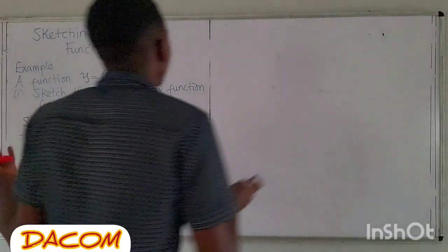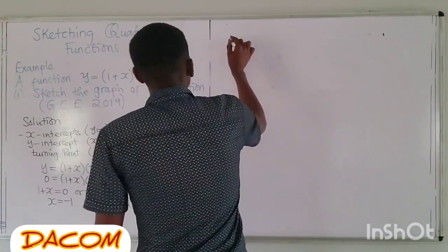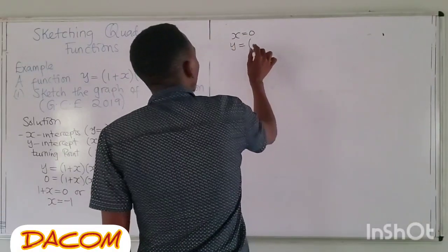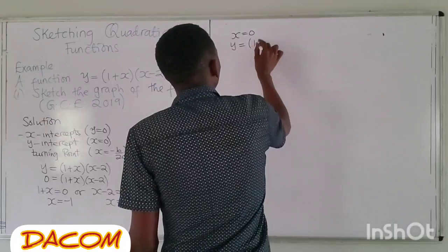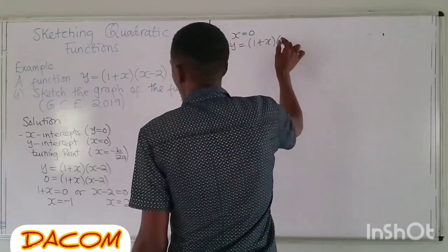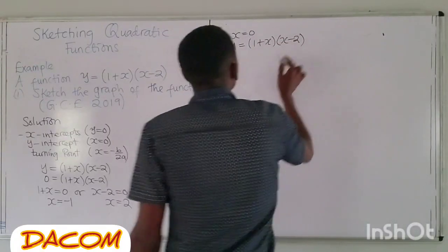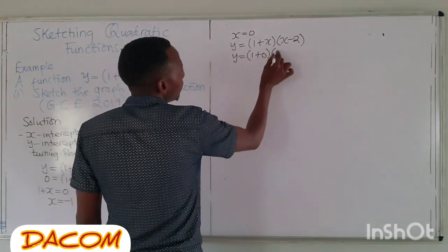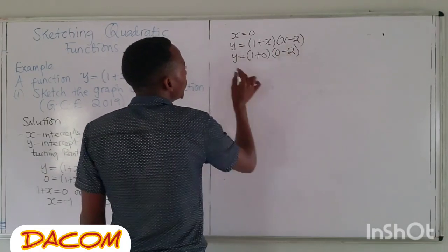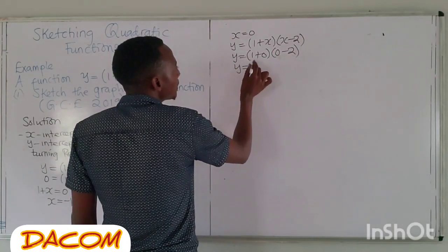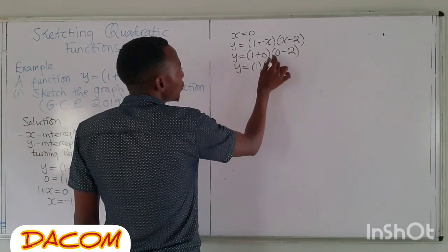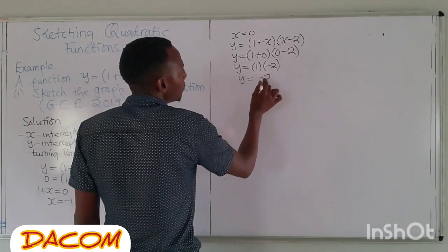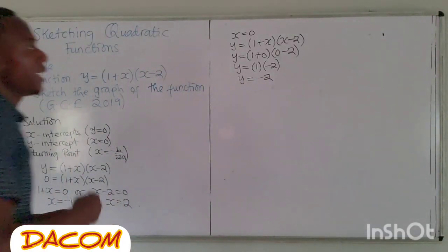Then we go to the y-intercept. For the y-intercept we set x equal to 0. What will be our y? So we have y is equal to (1 plus 0)(0 minus 2). 1 plus 0 is 1, and 0 minus 2 is negative 2. So y will be equal to negative 2. This is the y-intercept.